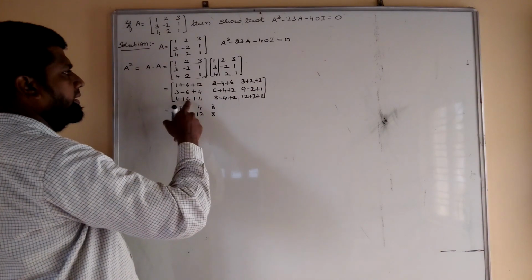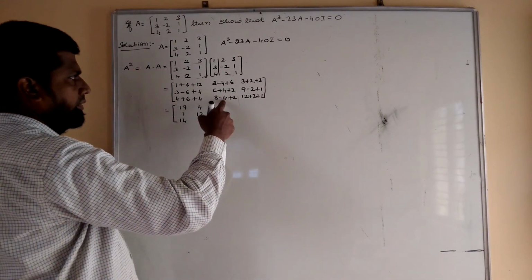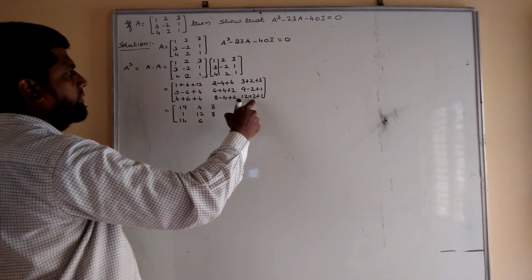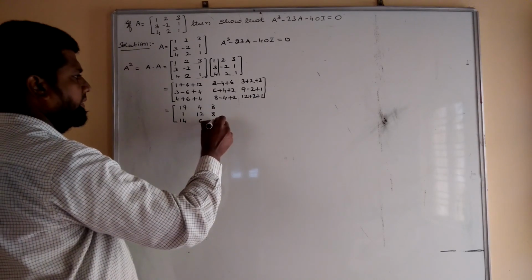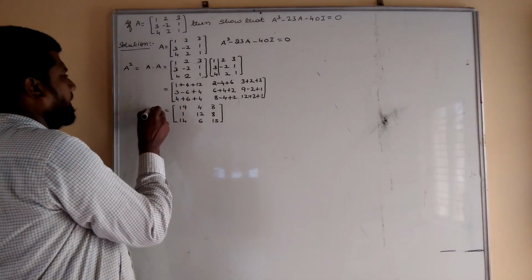4 plus 6 is 10. 10 plus 4 is 14. 8 minus 4 is 4. 4 plus 2 is 6. 12 plus 2 is 14. 14 plus 1 is 15. So we got the A square.